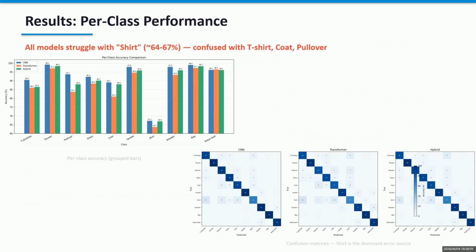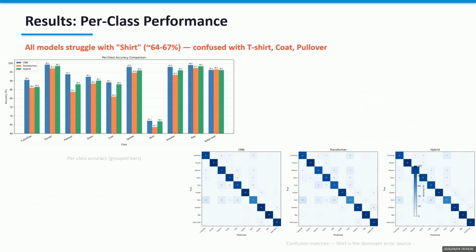Let me break down the result by class. On the left, you can see the per-class accuracy for all three models. Most categories are above 90%, like trouser, sandal, sneaker, and bag. These items have distinctive shapes, so they are easy to classify. But look at the shirt category. All three models score only around 64 to 67%. This is by far the hardest category.